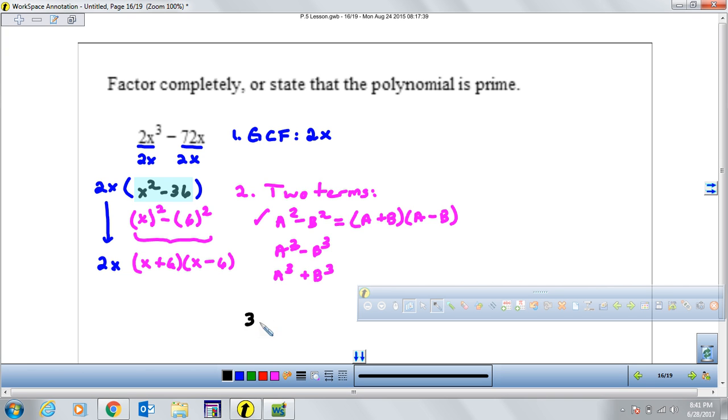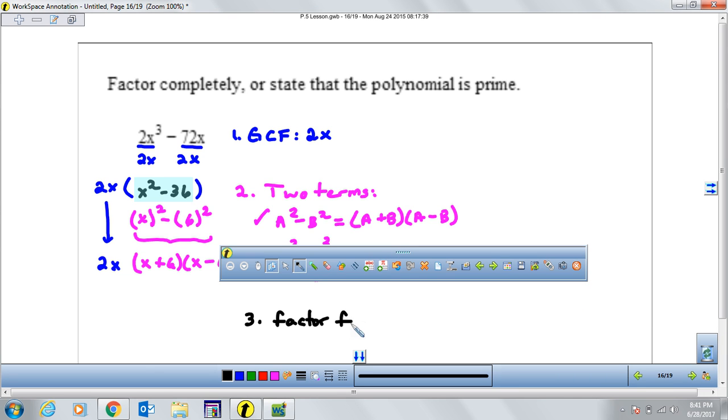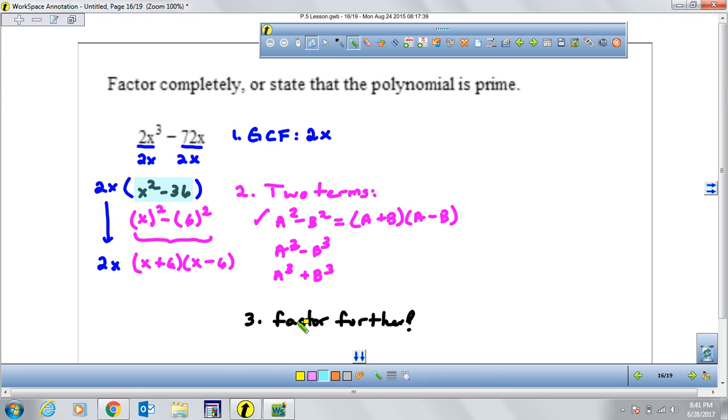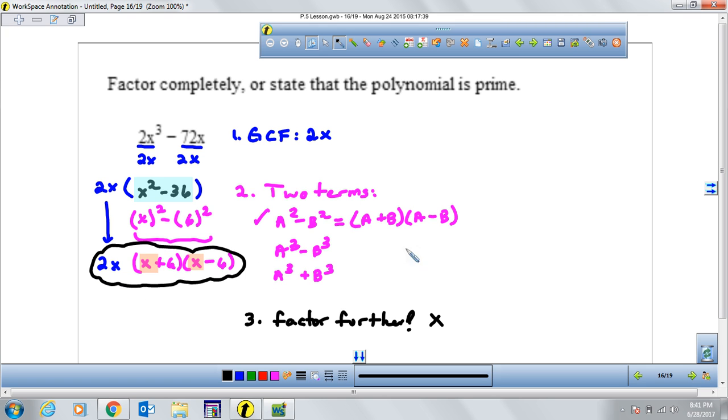Step number 3 and last. Can we factor this polynomial further? The key to determine if you can factor it further is to determine if your polynomial still contains squares or exponents on the x's. As you can see, both of these parentheses are what we call linear. Linear means x to the first power. So that means you cannot factor any further, so this is my final result. We are finished. Let's do a couple more problems.